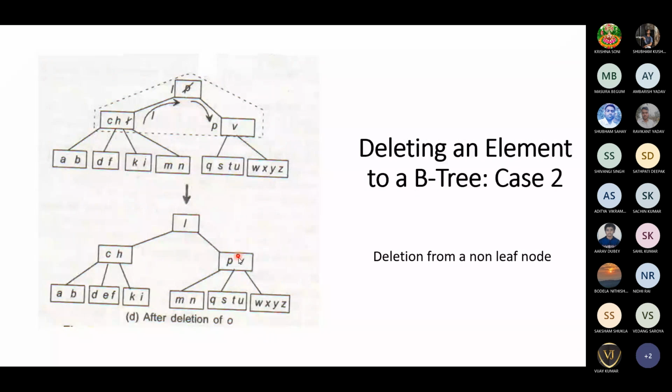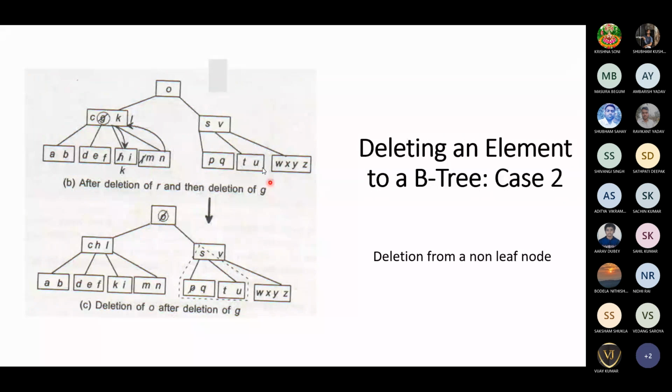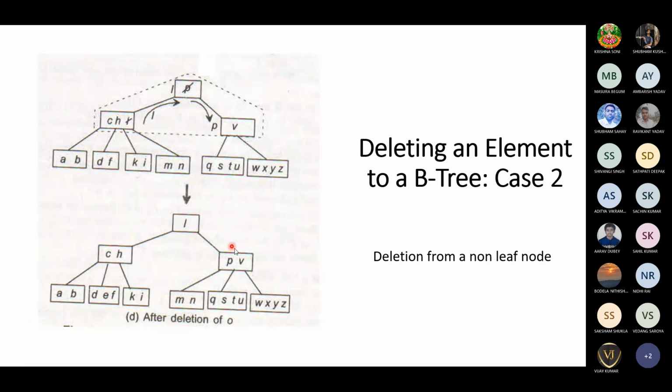When you're inserting O, again this will become an imbalance. You do the reverse procedure, and you will get somewhat a tree like this. Okay, you will break this tree, and then it will create a lot of confusion.